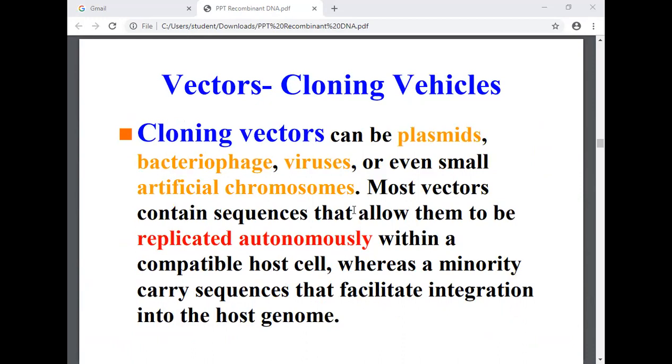Now, vectors are cloning vehicles. What are the cloning vectors? As we discussed earlier, there are viruses and there are types of viruses which we will discuss later in detail. Cloning vectors can be plasmids, bacteriophages, viruses, or even small artificial chromosomes. Most vectors contain sequences that allow them to replicate autonomously within a compatible host cell, whereas a minority carry sequences that facilitate integration into the host genome, right?